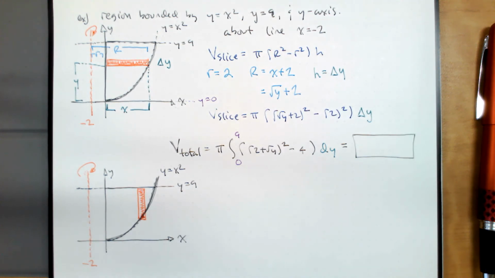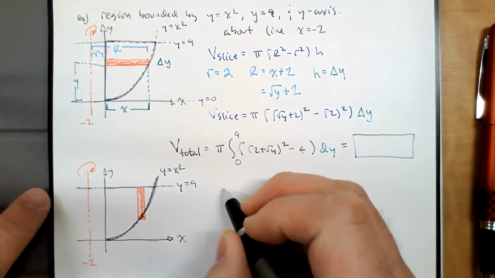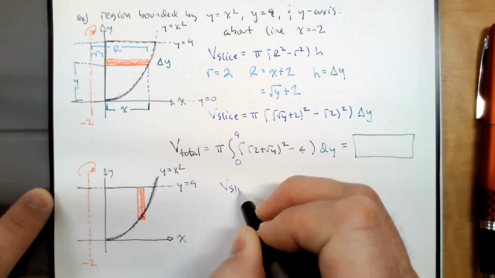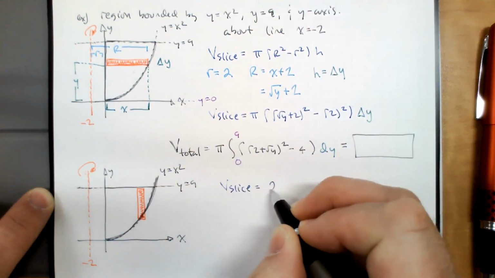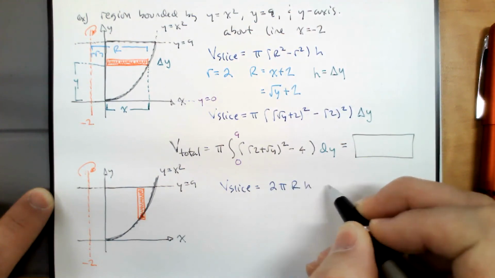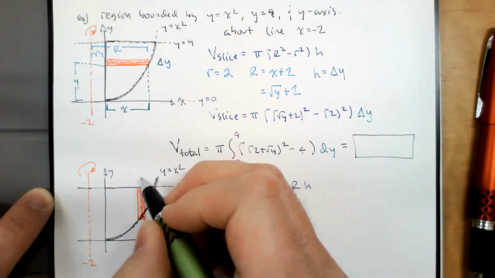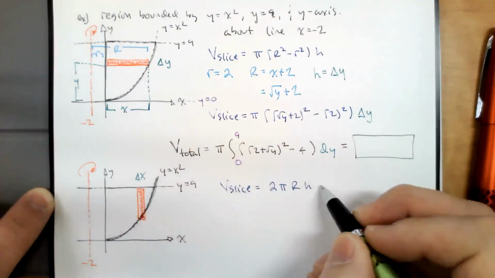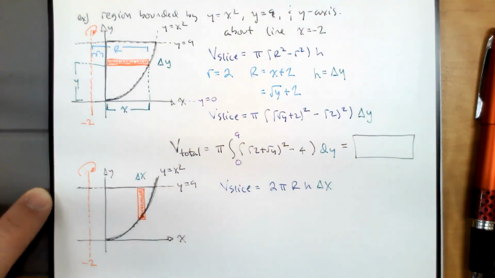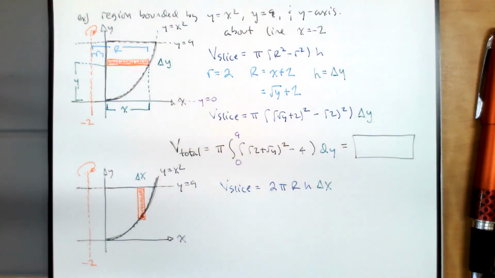So we made a choice. Now we're slicing parallel to the axis of rotation. That means we have chosen the shell volume of the slice. So we write 2 pi times the radius times the height times the delta variable, which is delta x in this case. I'm going to need to write r and h in terms of the delta variable, which is x. So I'm going to need to go to my diagram, label what r is, and label what h is.